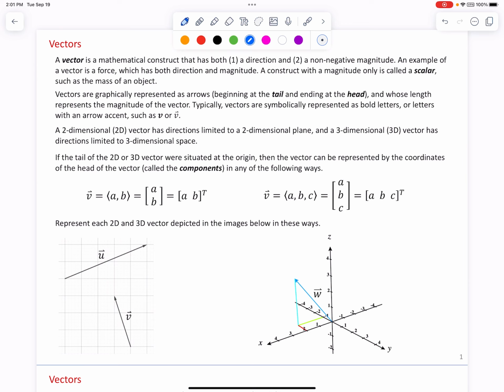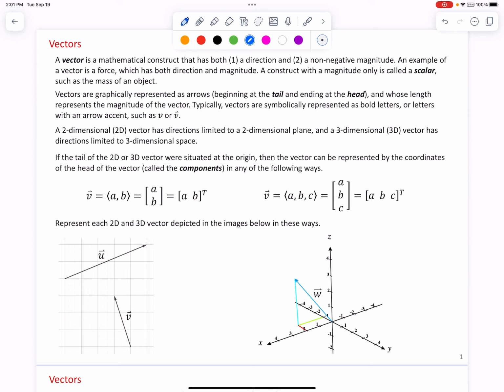Now, a vector is a mathematical construct that has two features. One is a direction, and two is a non-negative magnitude. Magnitude just means an amount. An example of a vector is a force, which has both direction and magnitude. So there's an amount of force, and there's a direction in which the force is being applied.